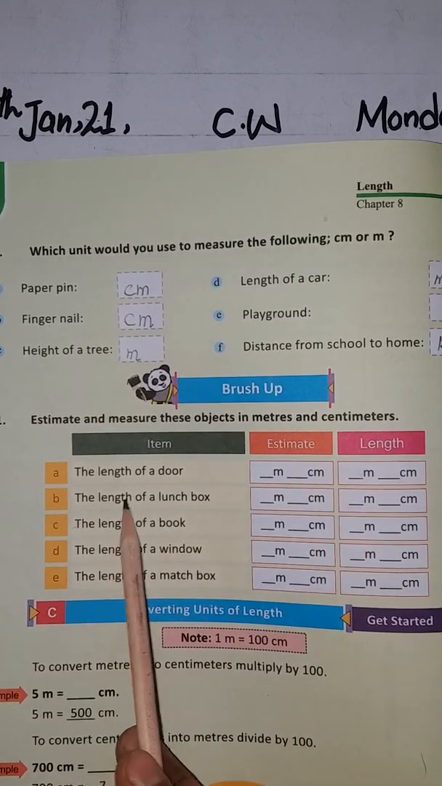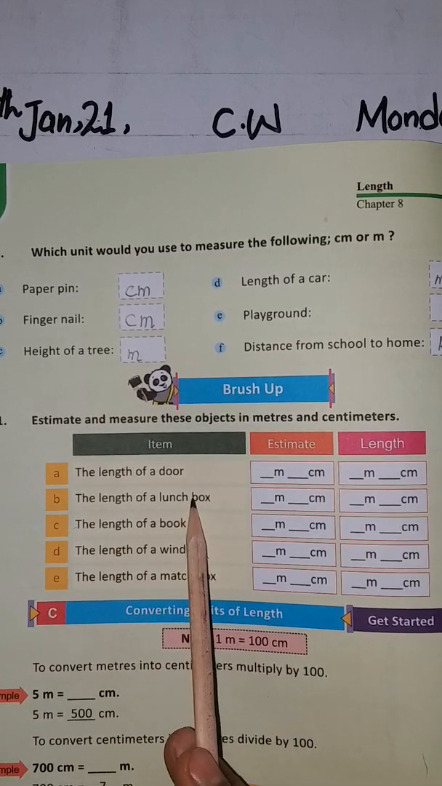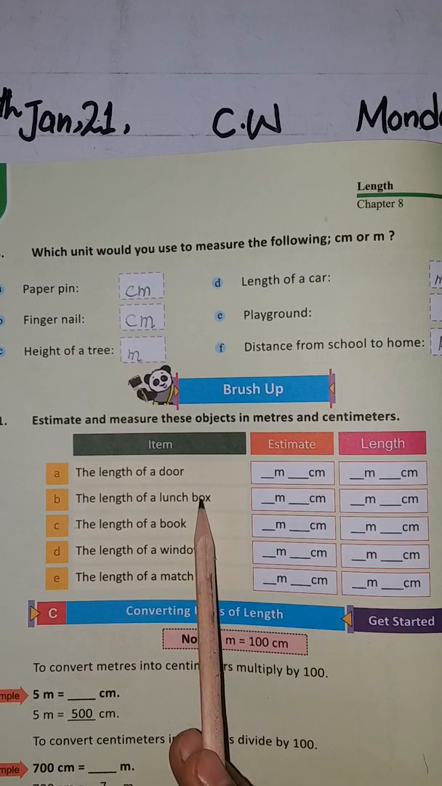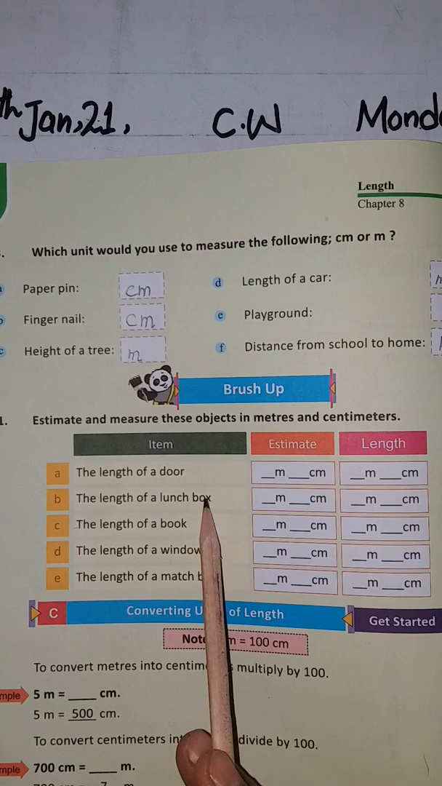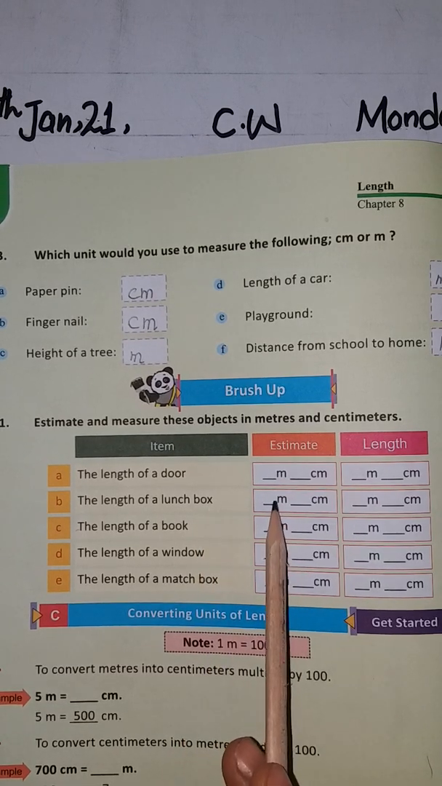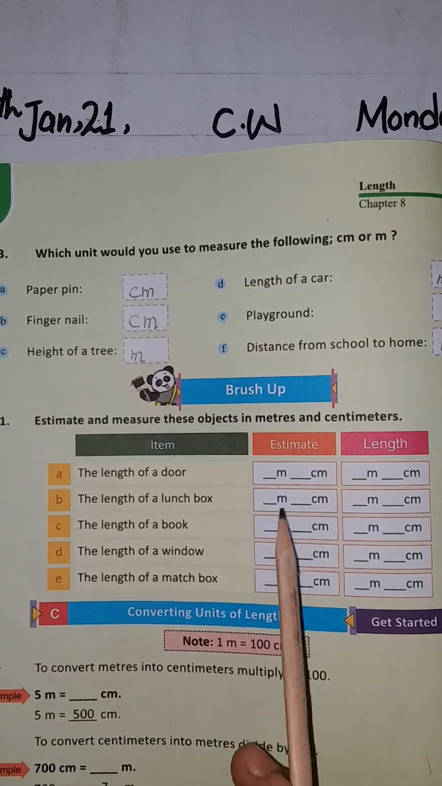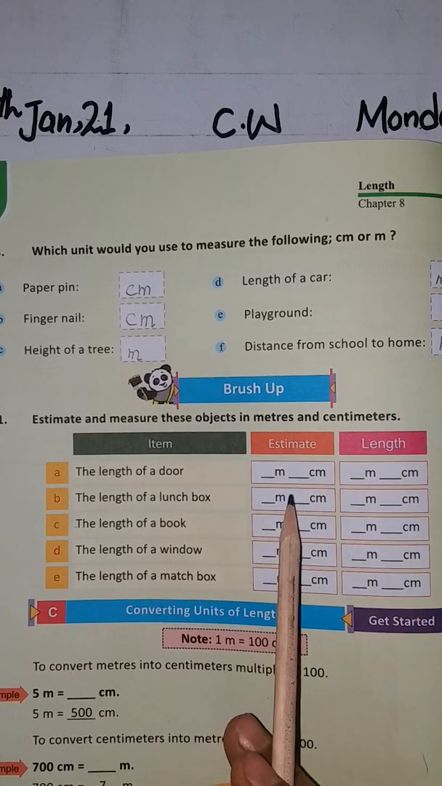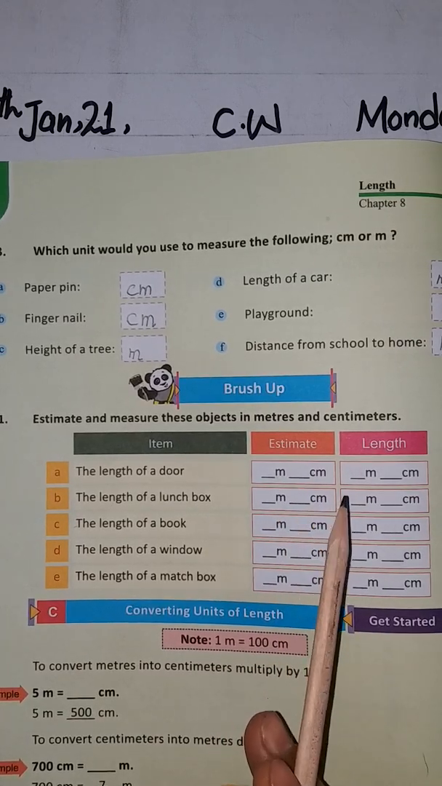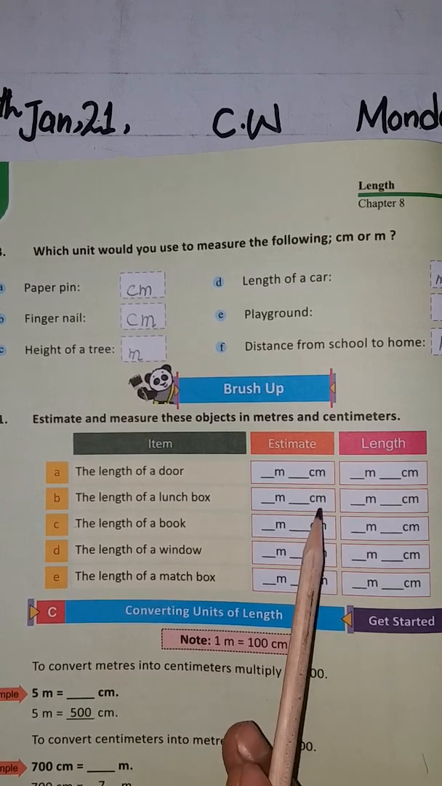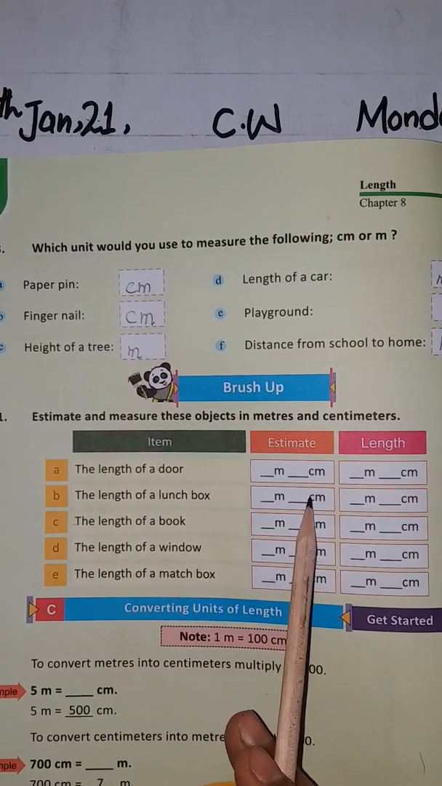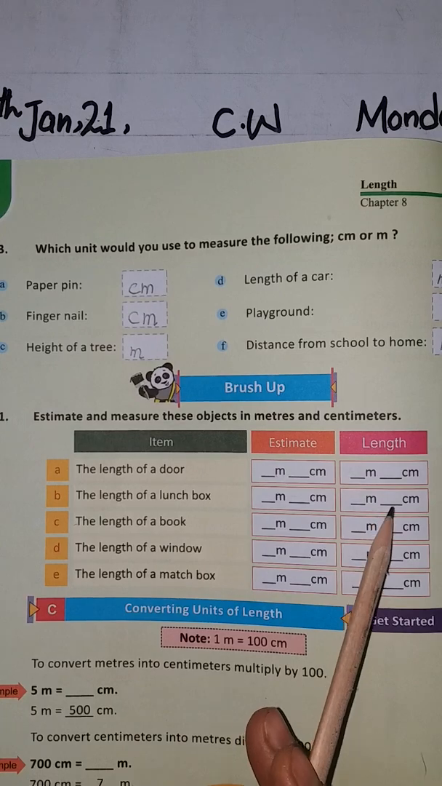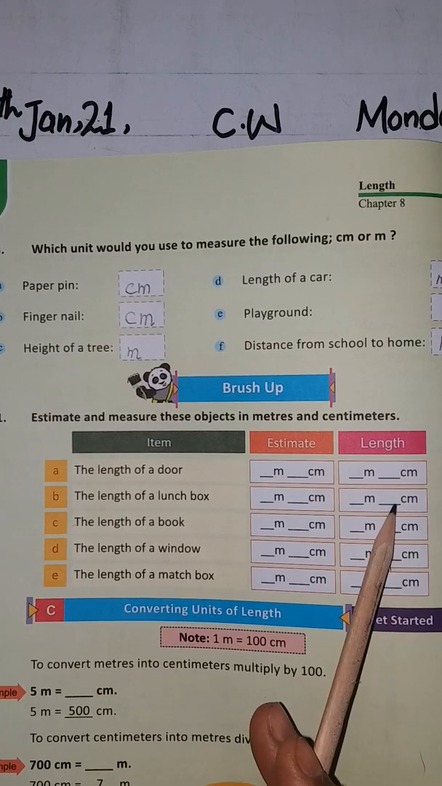Okay, length of the lunch box, you can measure the length of the lunch box. The length of the lunch box could be say 18 to 19 centimeters. Okay, not in meters, it will be only 15 to 20 centimeters. Okay, 0 meter and few centimeters, and then you have to measure and then write it.